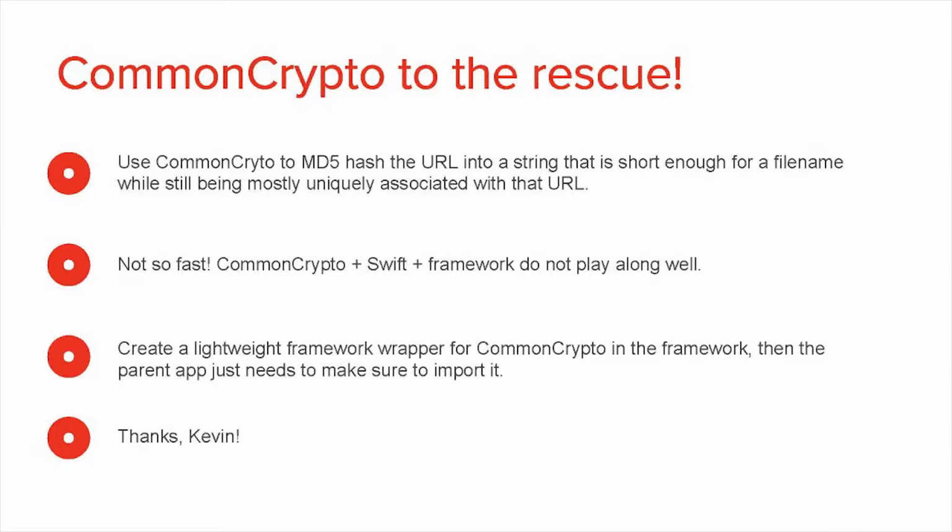The problem is CommonCrypto and Swift in a framework is really difficult. They don't get along well. What you have to do is create a little wrapper, kind of like a CommonCrypto framework wrapper within your framework. And luckily, my coworker, Kevin Lord, did a lot of this work for me, which was really helpful. Prior to this, I was just truncating the URLs, which led to a lot of errors, but it was like a placeholder. But now it works great with CommonCrypto.